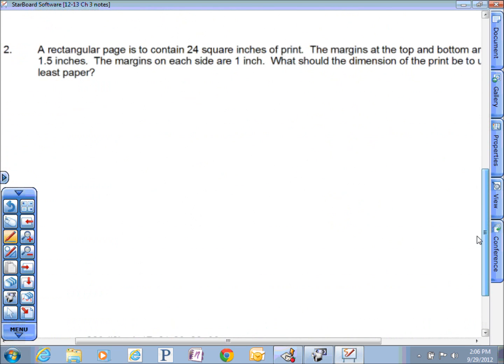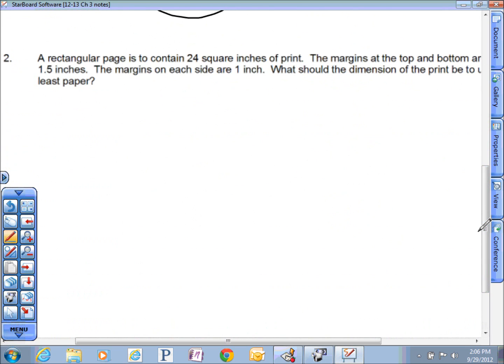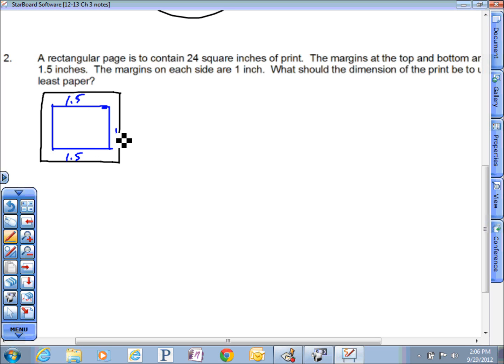This other one: a rectangular page contains 24 square inches of print. So let's make a picture, 24 square inches of print. Here's my page, and it says it's got margins on the top and bottom of 1.5 inches and on the side of 1 inch. So my picture is going to look something like that. We have 1.5 inches on the top and on the bottom, and 1 inch on each side as far as the margins are concerned.